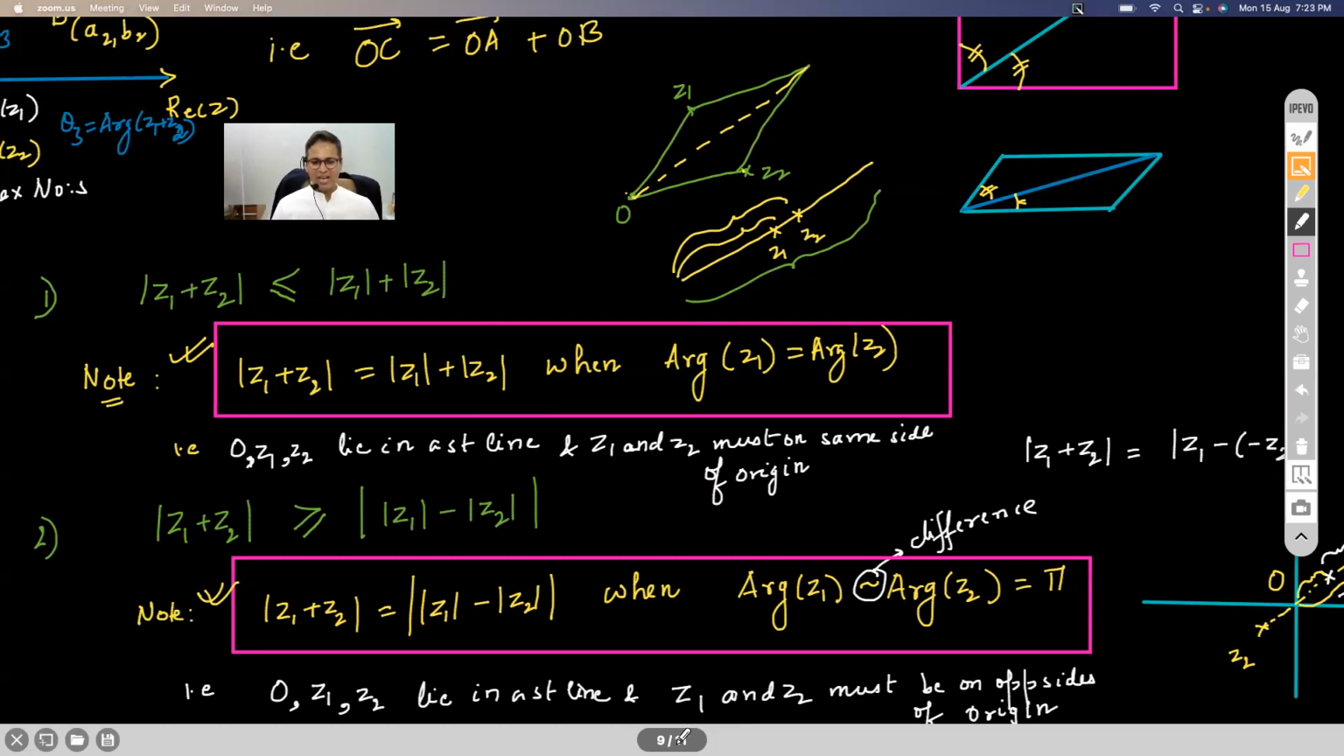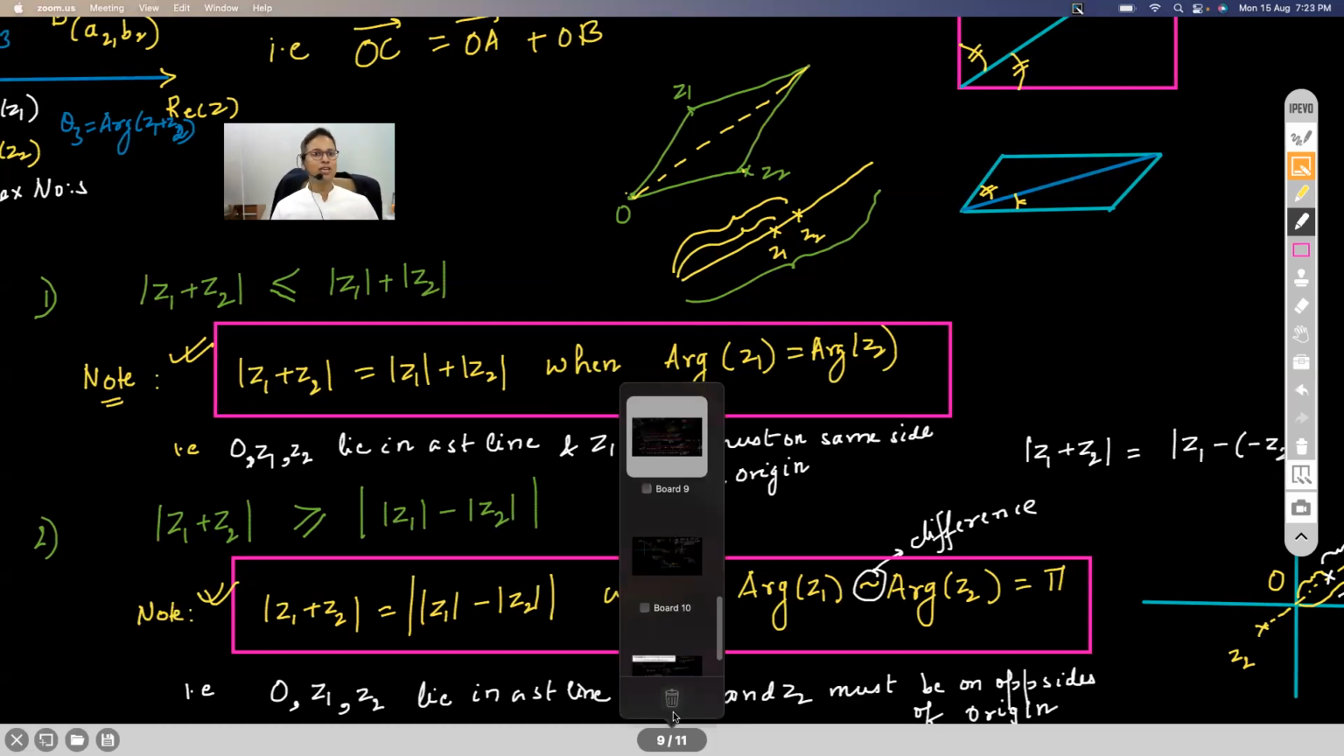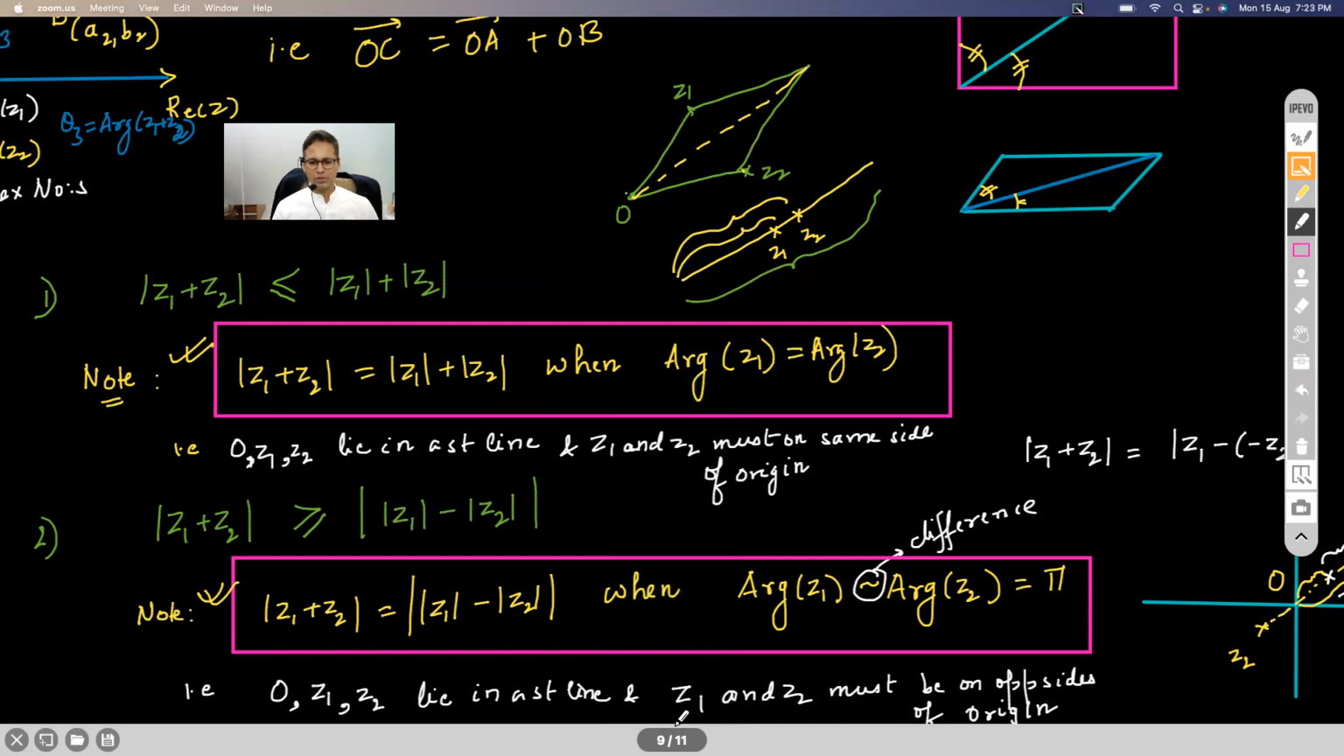Okay. Now, having done subtraction, there are two more triangle inequalities that we are going to discuss. So may I now switch to the current page? Let me switch to a completely new page.